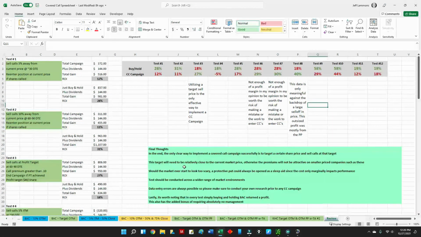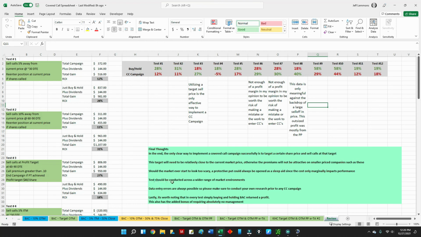This target will need to be relatively close, again, like I mentioned a while ago, so that the premiums are still attractive. Again, these were on smaller companies, and I chose these because they paid a nice dividend. Their dividend yield was relatively high, and so I wanted to calculate with the dividends as well. Should the market ever start to look scary, you could always open that protective put, and I put that in there as a sleep aid, in case you were worried about it.